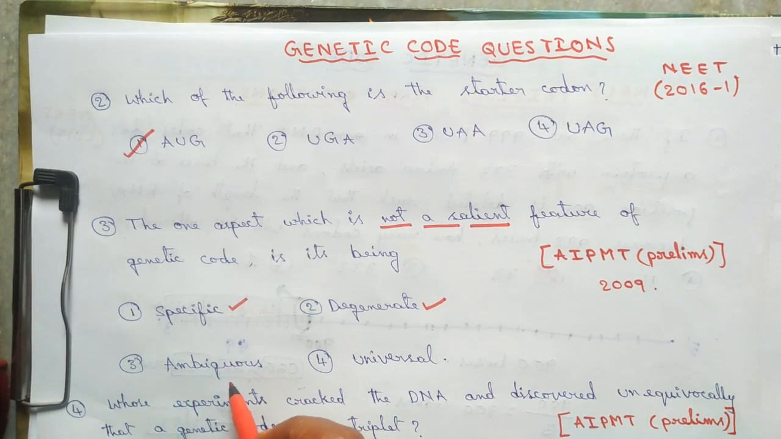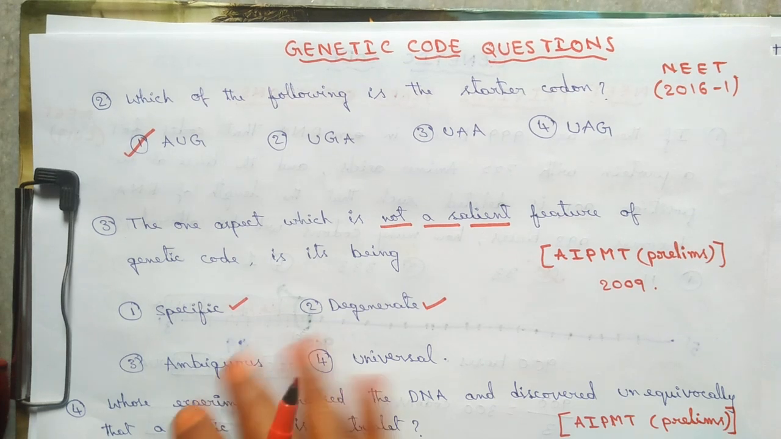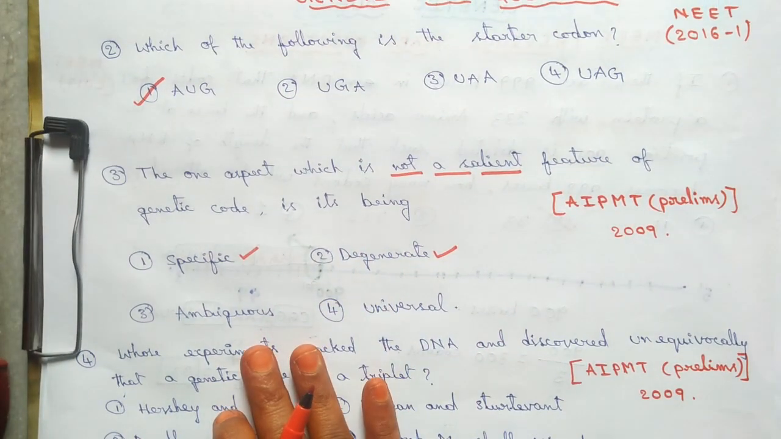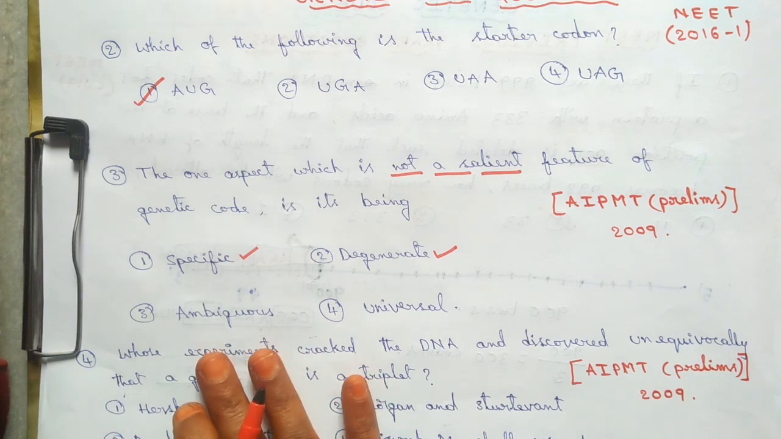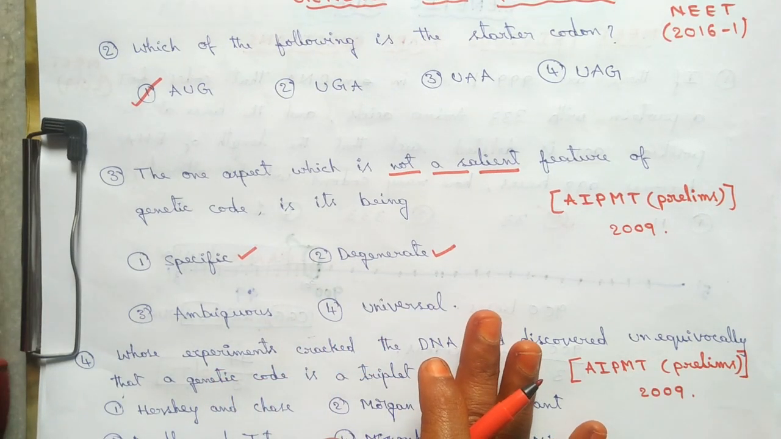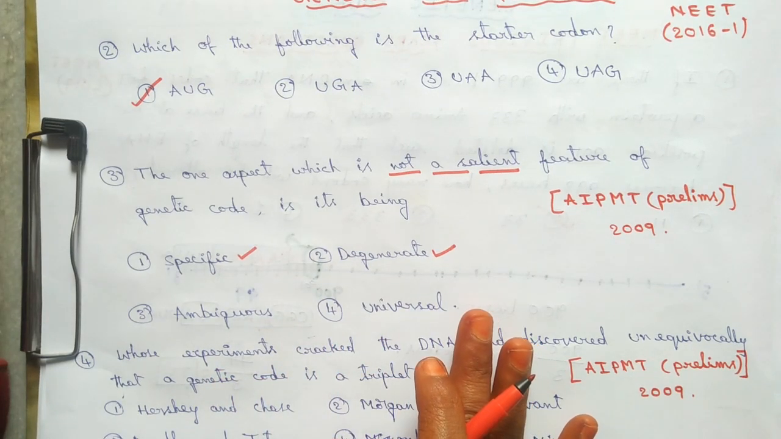Next, coming to ambiguous. Actually, genetic code is unambiguous. Unambiguous because there is no ambiguity about whether a codon codes for this amino acid or that amino acid. Suppose AUG is there. AUG codes for methionine only. UUU codes for phenylalanine only. UUU does not code for any other amino acid except phenylalanine.